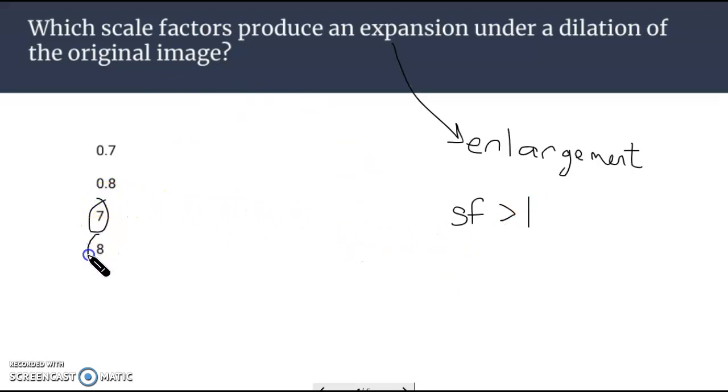7 would and 8 would. Those two are enlargements, also known as expansions, whereas the 0.7 and 0.8 would be reductions. They would make the objects smaller.